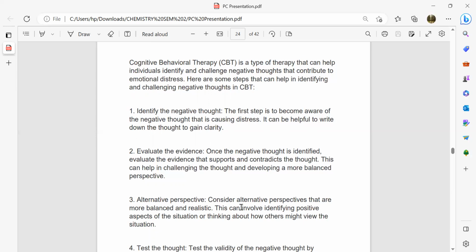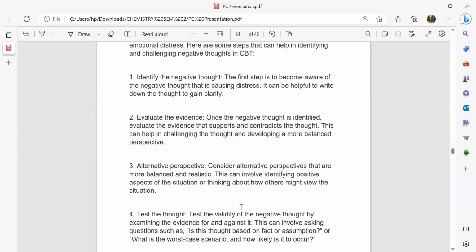Test the thought. Test the validity of the negative thought by examining the evidence for and against it. This can involve asking questions such as, is this thought based on fact or assumption? Or, what is the worst case scenario? How likely is it to occur?